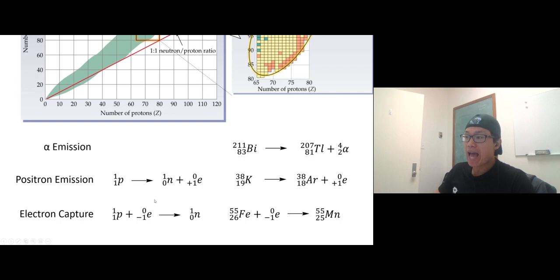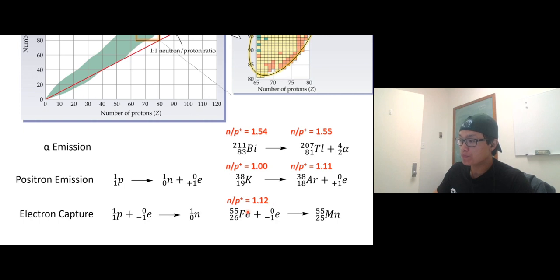All right, and when this happens, we have fewer protons and more neutrons. So the neutron per proton ratio will increase. All right, because we have more neutrons now. Same thing with the positron emission. So the number of neutrons increases. So they go from 1 to 1.11. And electron capture, same effect there. So 1.12 goes to 1.20.